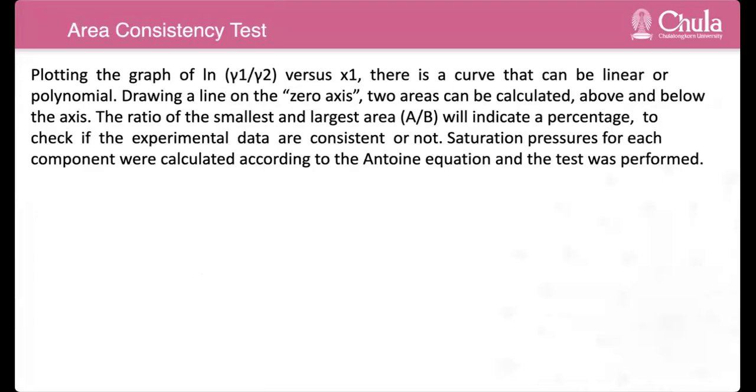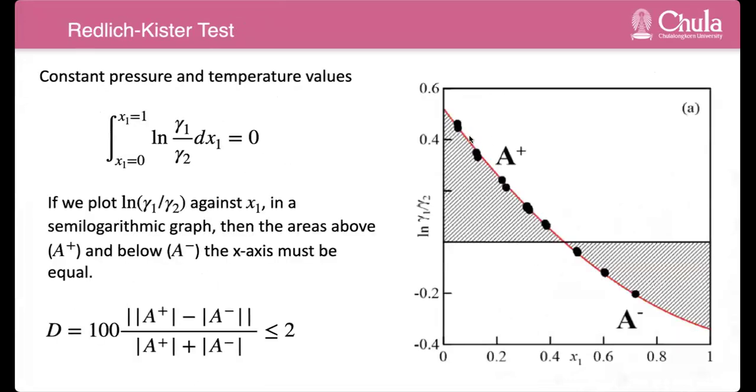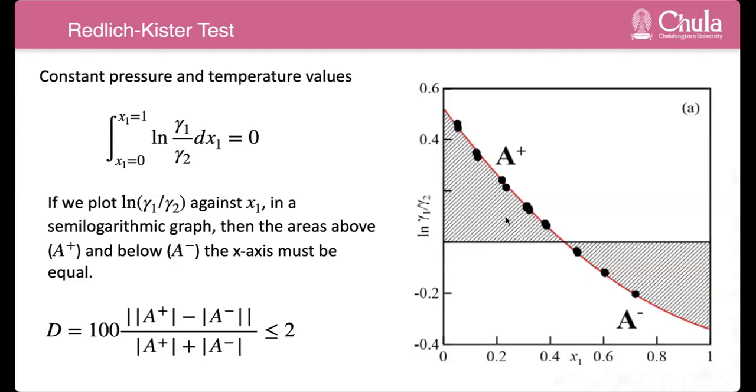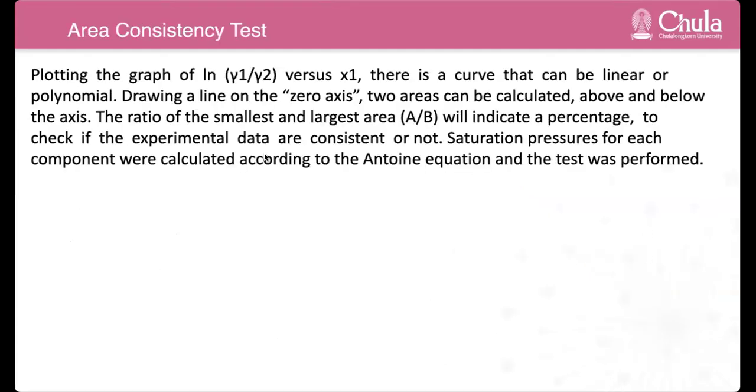Also, we have the area consistency test. We plot the graph of log(gamma 1 over gamma 2) versus x1. Okay. And there is a curve that can be linear or polynomial like this. We draw a line on the 0 axis. And two areas can be calculated above and below the axis like this. Okay. Above and below, A plus and A minus. Okay. And then the ratio of the smallest and largest area, A over B, will indicate a percentage to check if the experimental data are consistent or not.